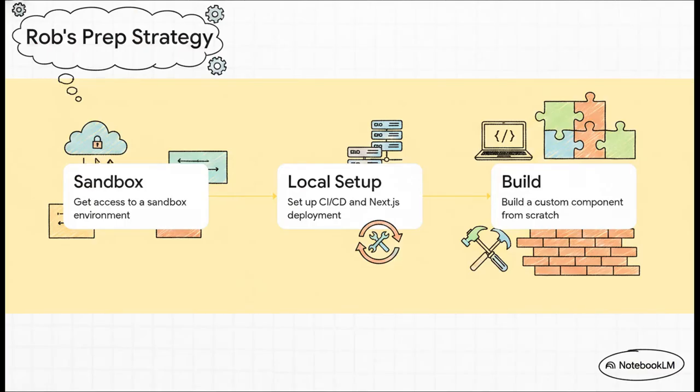Section 4, Essential Preparation Strategies, Test Day Tactics. First and foremost, you have to get hands-on. Reading the documentation is great and all, but Sitecore MVP Rob Riley highly recommends getting access to a sandbox environment if you possibly can. Go through the actual steps of setting up a local Next.js development environment. Hook up a basic CI/CD pipeline to see how deployments work in the real world. And most importantly, build a custom component from scratch. The physical act of building it will cement those Next.js rendering strategies in your brain way better than just staring at a doc ever will.